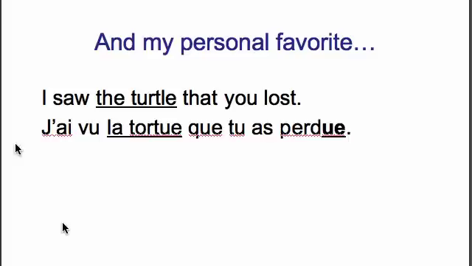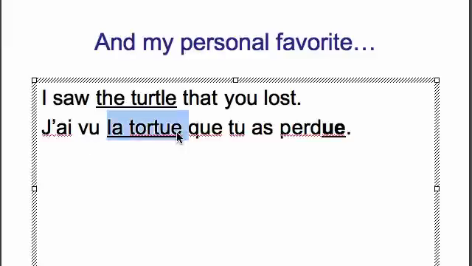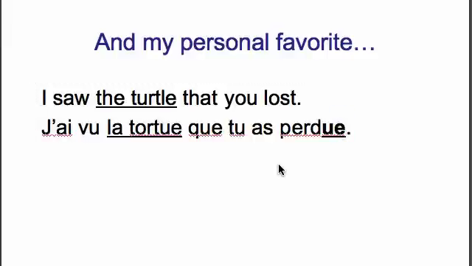And my personal favorite, I saw the turtle that you lost. J'ai vu la tortue que tu as perdue. Okay, what did I see? Oh, la tortue. Which one was that? Oh, the one that you lost, que tu as perdue. Tortue comes before the verb perdu, therefore perdu has to agree with tortue being féminin. Okay, let's see if you got that. Let's go do some exercises.